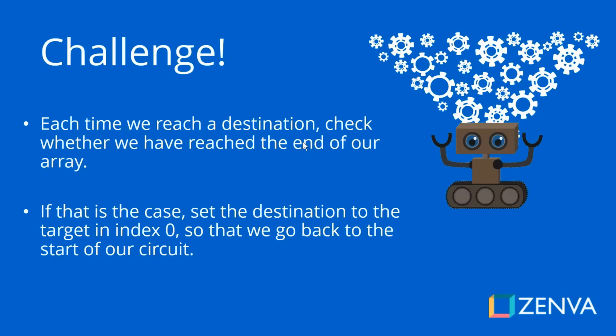So challenge time. Each time that we reach a destination, so when we arrive to a destination, check if we have arrived to the end of our array. And if that is the case, as you saw, we're going to get an error. So in that case, next index, or the index of the target, should go back to 0. It shouldn't keep on increasing. So that is going to be your challenge, is to make this work so that we can actually start over our circuit.